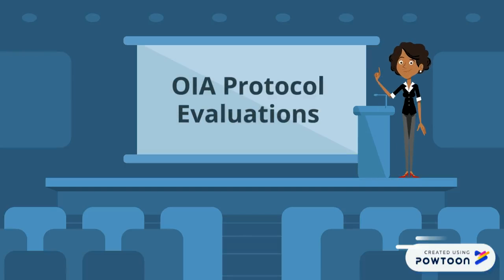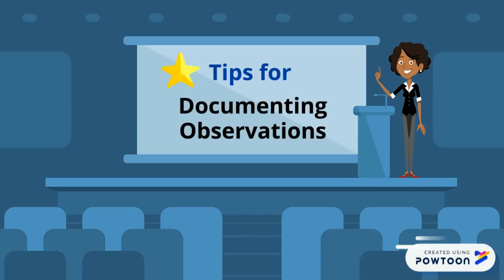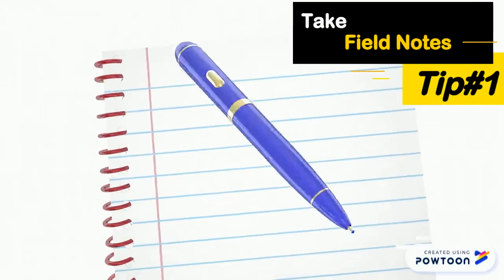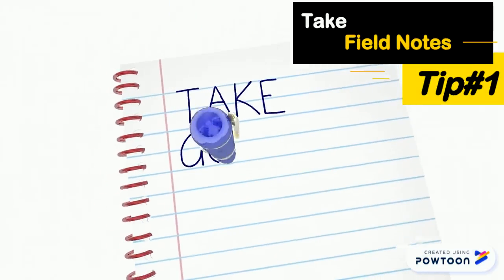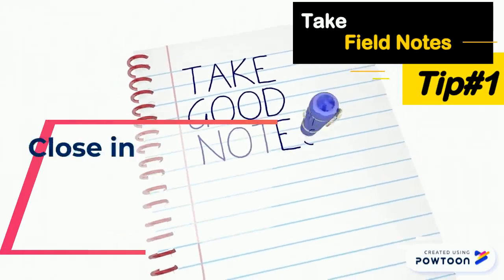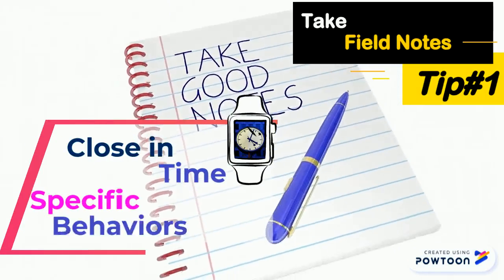This video is part of the FID series on the OIA Protocol for peer review of faculty and offers tips for how to document your observations. The first tip is to take good field notes. You want to do these as close in time as possible to the event and be specific.